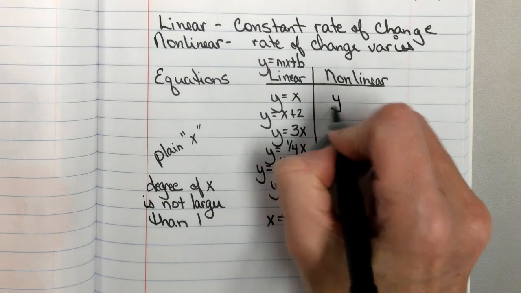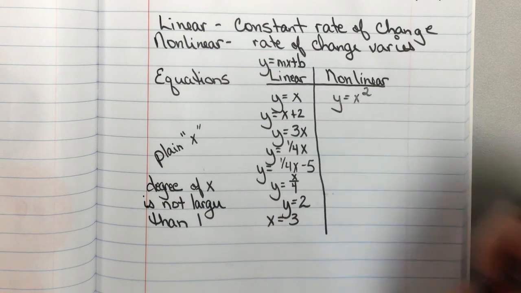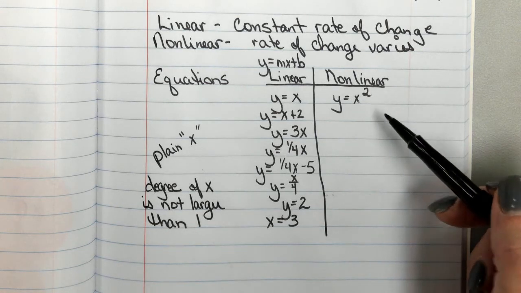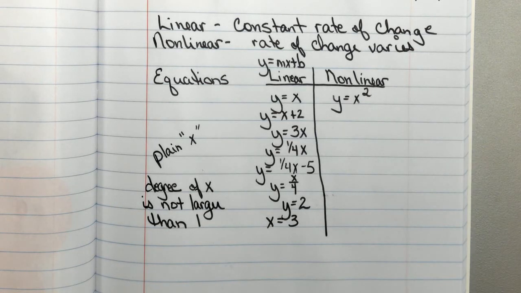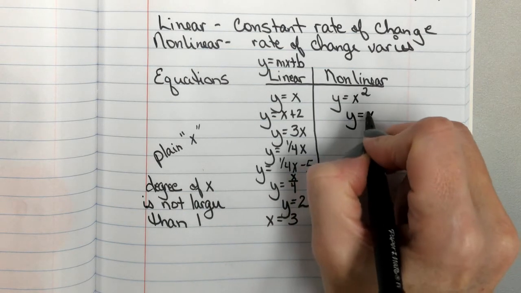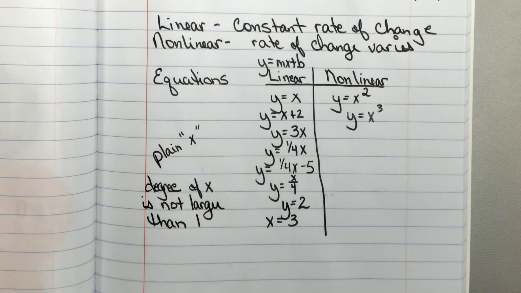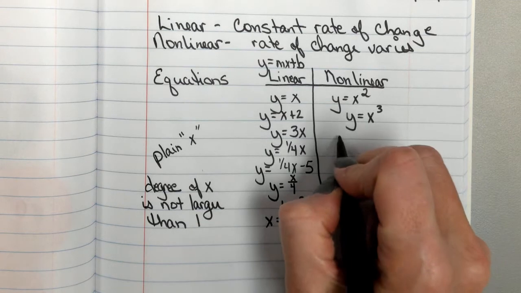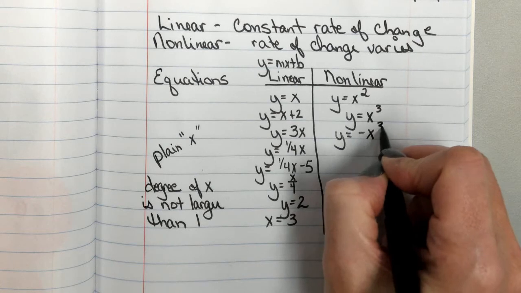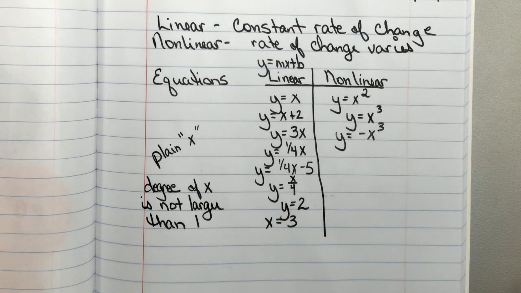So nonlinear, if I had y equals x squared, and I know there was at least one in the work that you did, I believe, on Tuesday, because I think that's the one I did. I talked to you about the x squared. I mentioned to you would be a U-shaped graph, and we'll get more into that in just a little bit, what that looks like. If we had y equals x to the third, okay, that would be nonlinear. I could have had negative x to the third, still nonlinear.